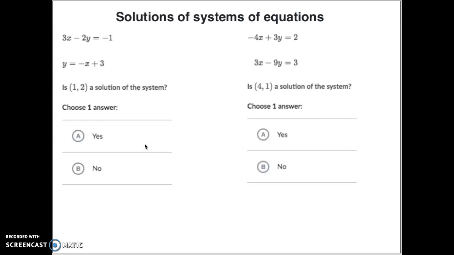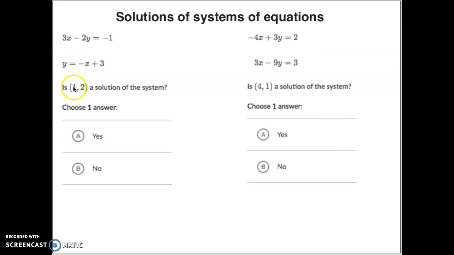So first one today, not terribly difficult. I expect to see a lot of you will blow right through this one, which is probably good news for you. It's called solutions of systems of equations. So we need to know, is (1, 2) a solution to both of these equations? You've got to remember, 1 is your x-coordinate, 2 is your y-coordinate.